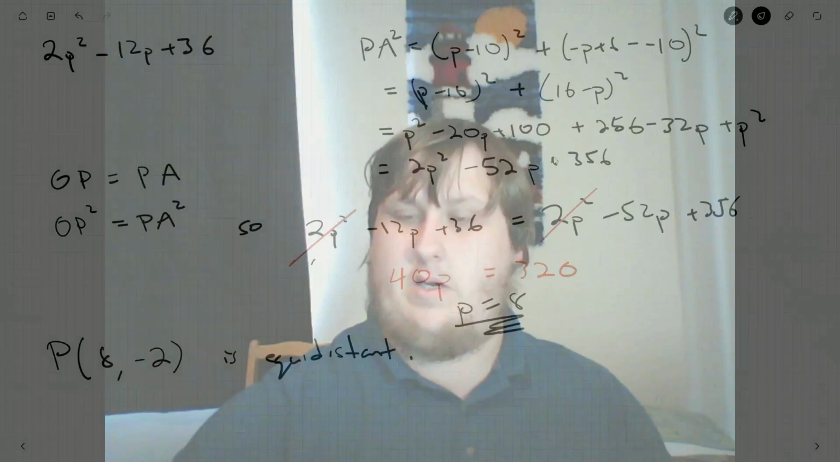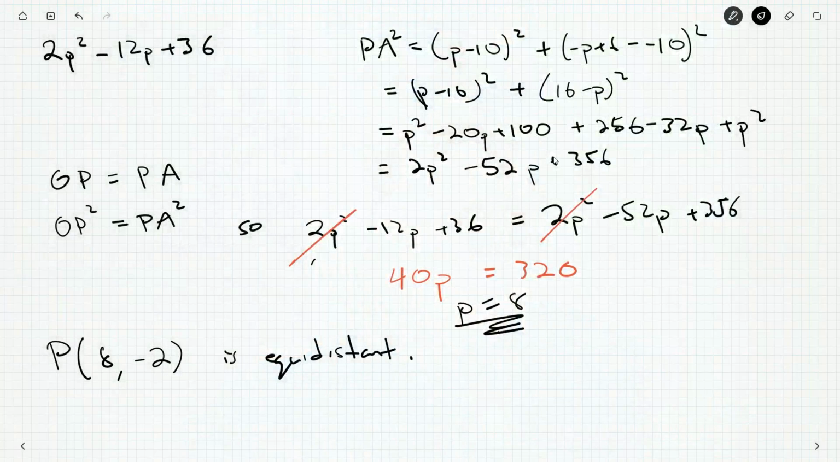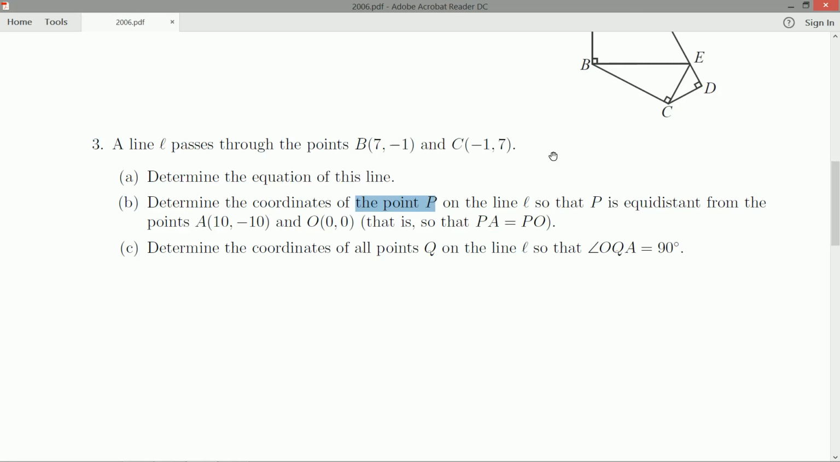Okay, so we've only got one more to go, and that's C. So C, determine the coordinates of all points. Okay, so here we might get more than one solution. All points Q on the line L so that OQA is 90 degrees. Okay, so two things pop into my head. One, I think I should draw a picture again. I know, it failed in B part, didn't really give me any insight. But I think a right angle here might be a bit more helpful.